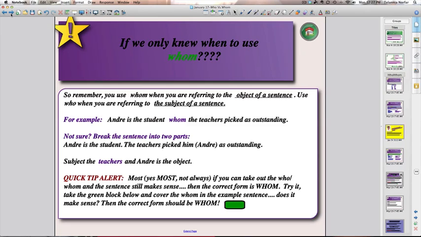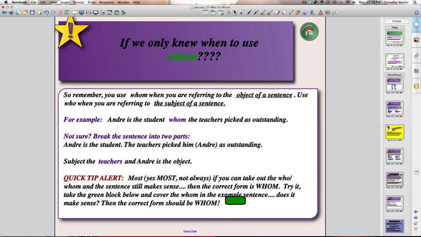Okay, here's a quick tip. Most, not always. If you can take out the who or the whom and the sentence still makes sense, then the correct form is whom. Okay, so let's try it. Let's take this green block below and cover the whom in the example sentence. Does it still make sense? Then the correct form should be whom. Okay, let's read it. Andre is the student the teachers picked as outstanding. Does that still make sense? Yeah. Then the correct form is whom.